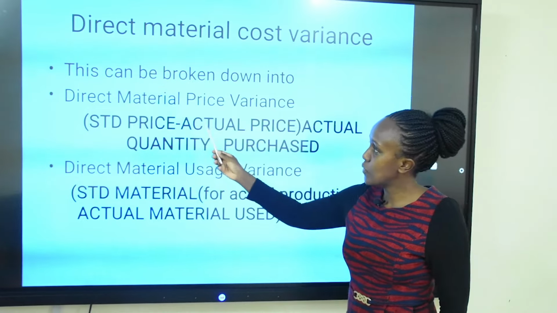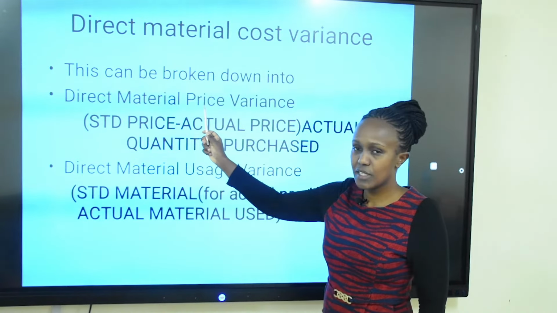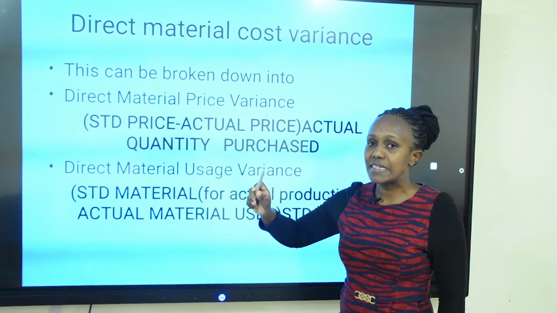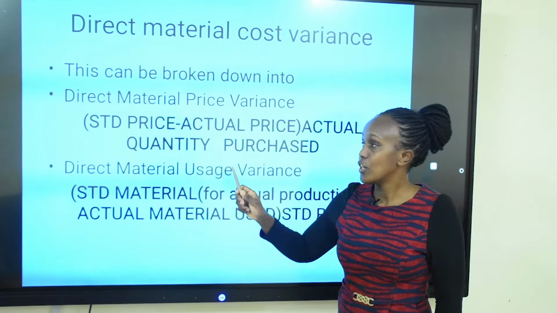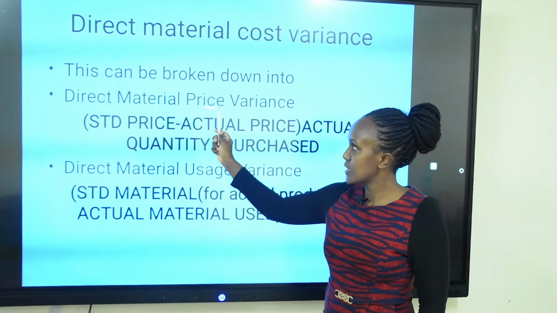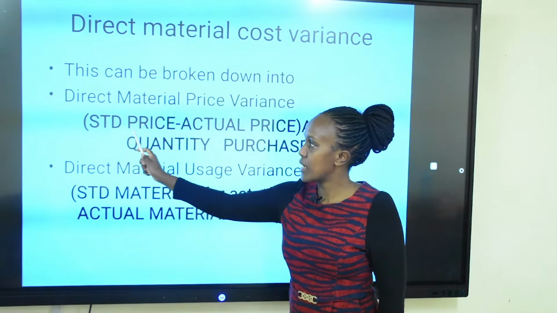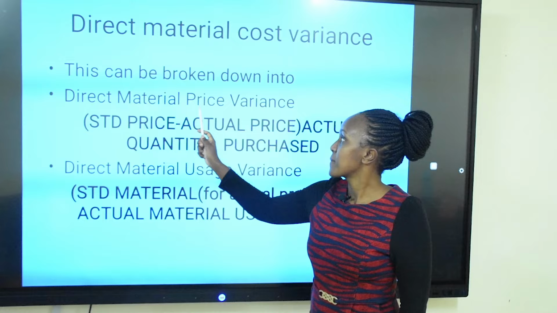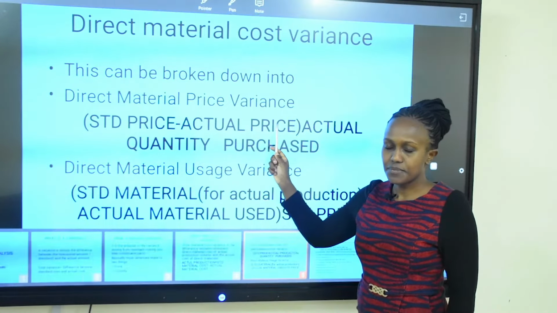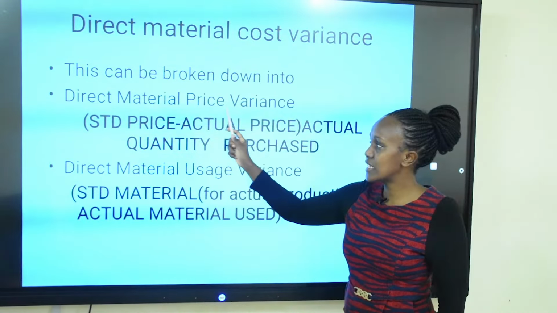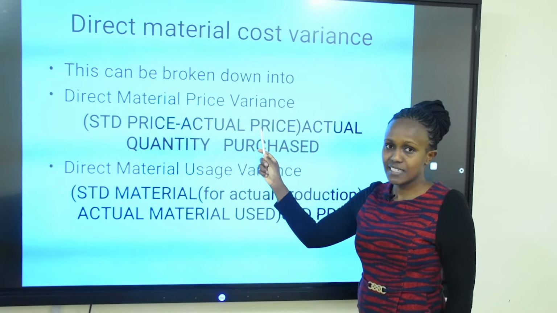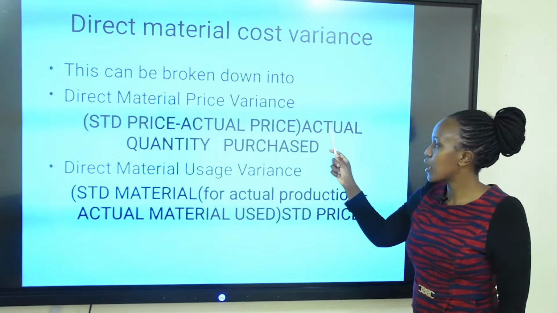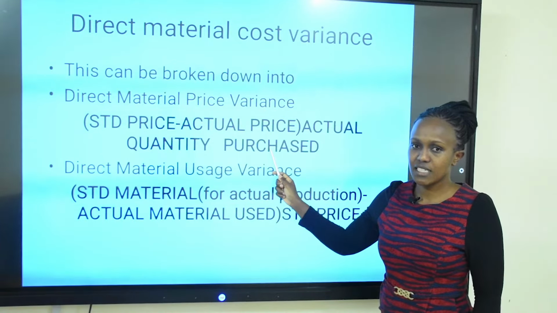So looking at the formula, when you talk about price variance, as we have said, all variances are a difference between the standard and the actual. So if it is a price variance, it is going to be standard price minus actual price. The price you intended to buy at and the actual price you have bought at, you multiply that with the actual quantity that you have purchased.